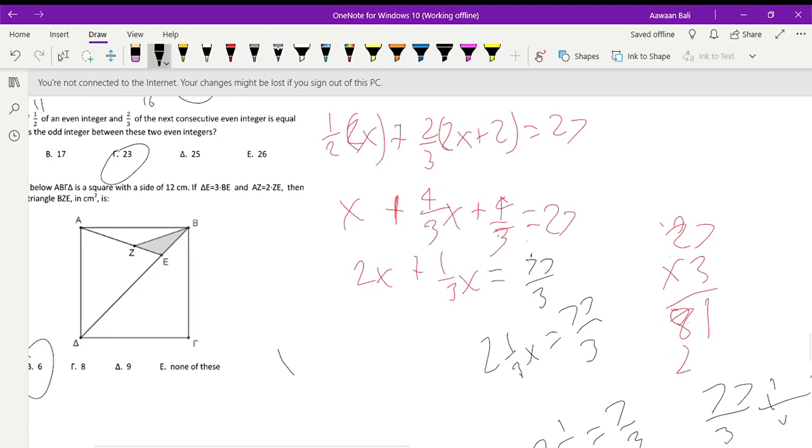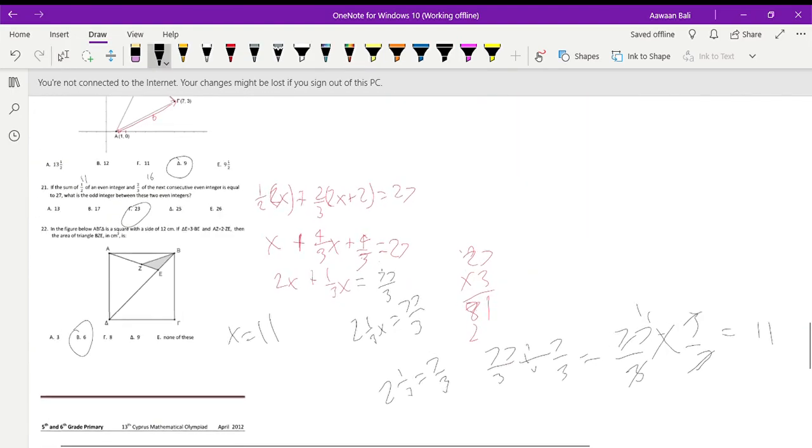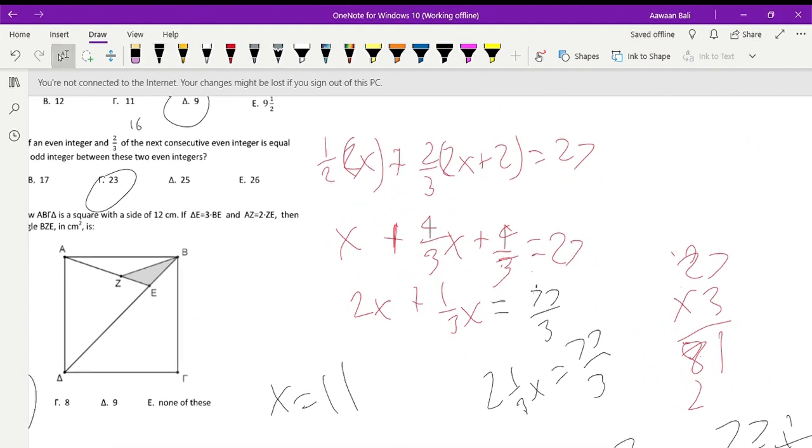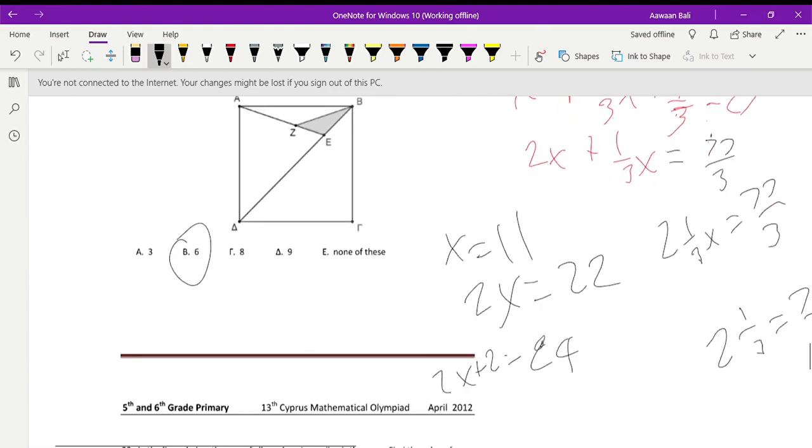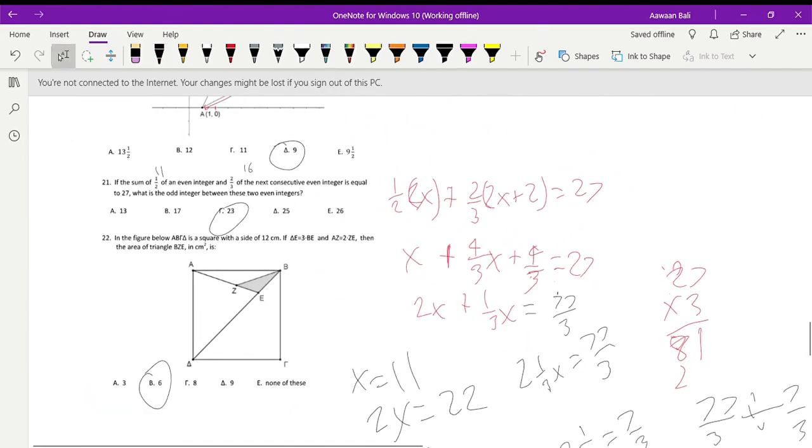x is 11. However, we said the even number was 2x because we wanted to be more specific, which I guess kind of helps. So when you do 2x, that's 22. You got your even number, and then you add 2, 24. You got your other even number, and if you check, half of 22 is 11, 2/3 of 24 is 16.